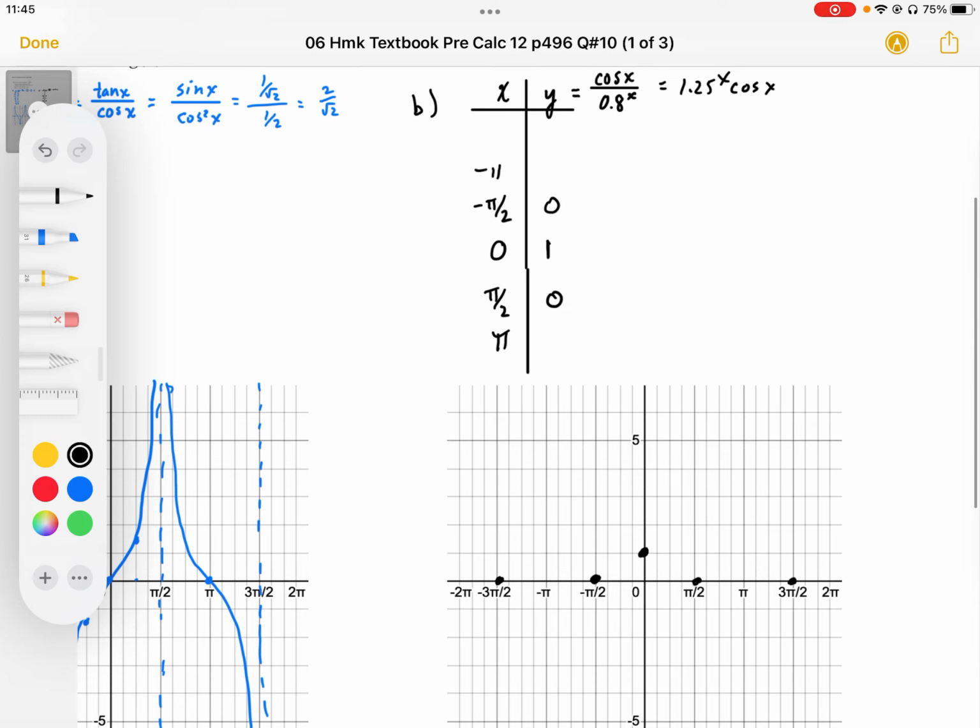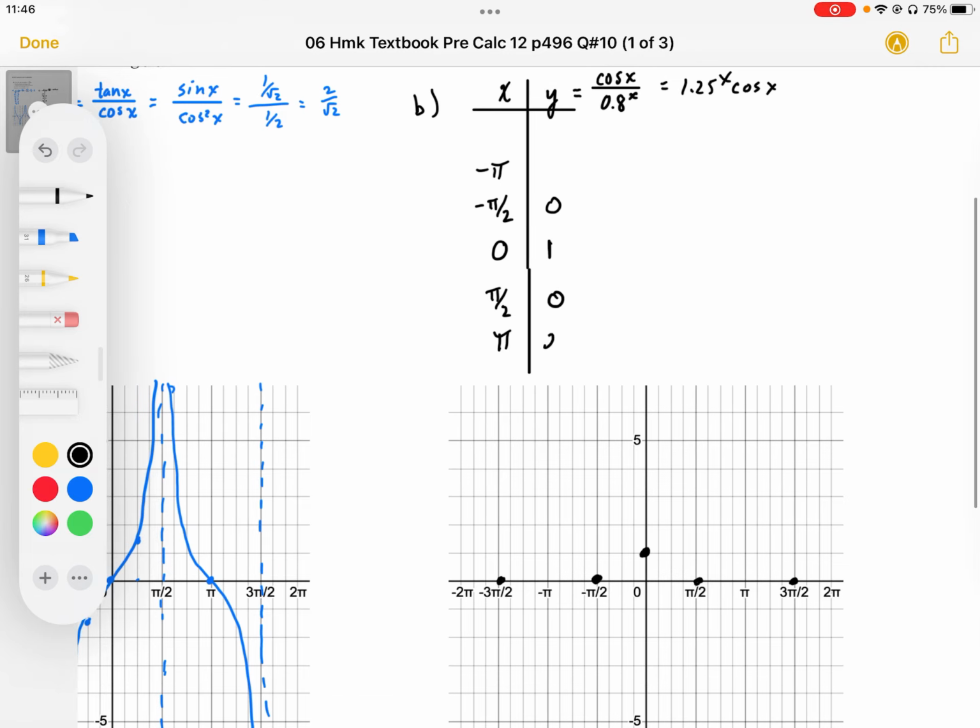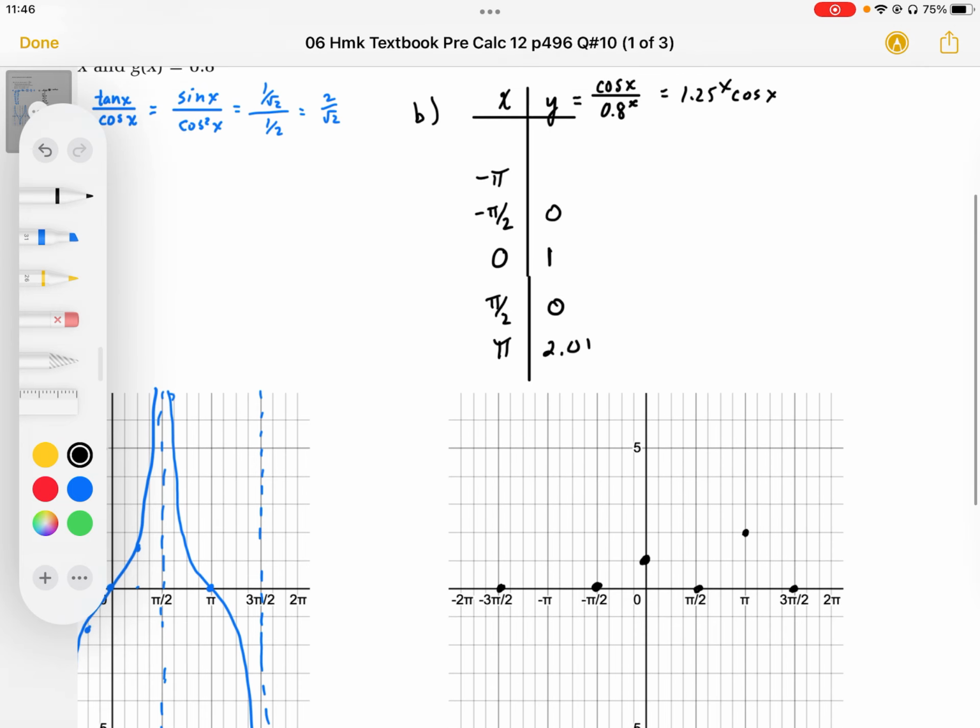I'm going to put pi in and negative pi in as well, because that's when I'm going to have my negative values. Okay, and I'm going to get my min and max points. So plugging this into my calculator, when x is equal to pi, cosine is negative 1, and I end up with 1.25 to the power of pi. And that's going to give me 2.01 approximately. Okay, so we're going to be somewhere around here.